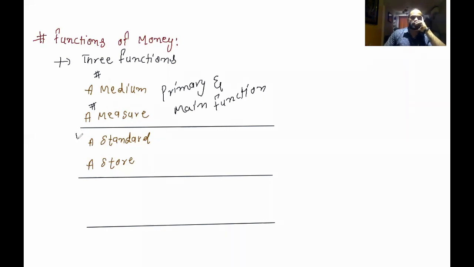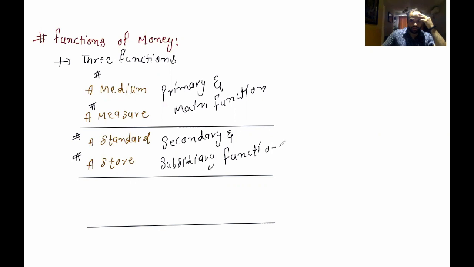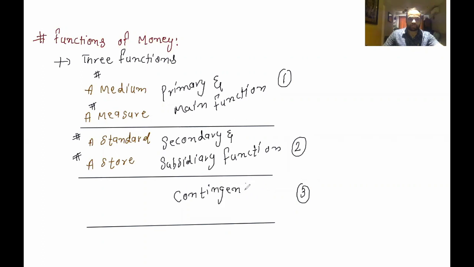The secondary function is that it must be standardized and it must be stored. So this is the secondary and subsidiary function. So this is the first function. This is the second function. These two functions I already described before. Now the third function is the contingent function.